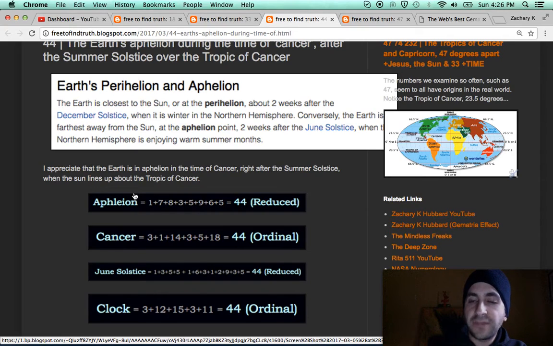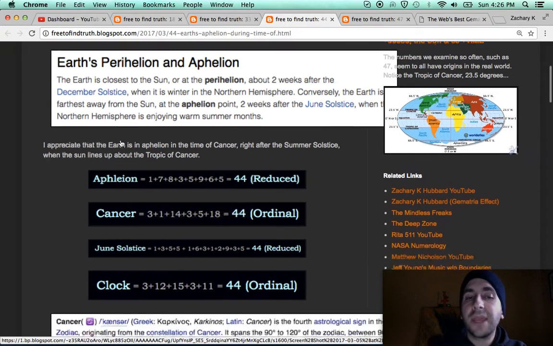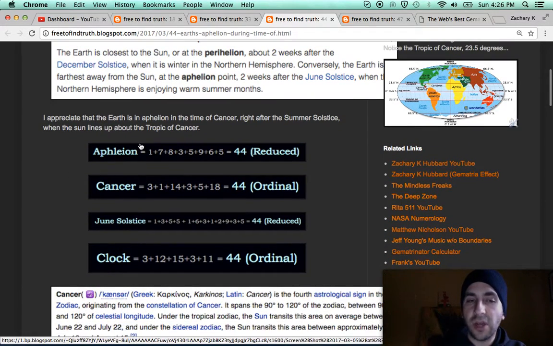In the northern hemisphere, when it's summer, the sun is at its furthest point from the earth. They call this the aphelion. This happens 2 weeks after the summer solstice. That's happening in the time of Cancer, the astrological symbol.